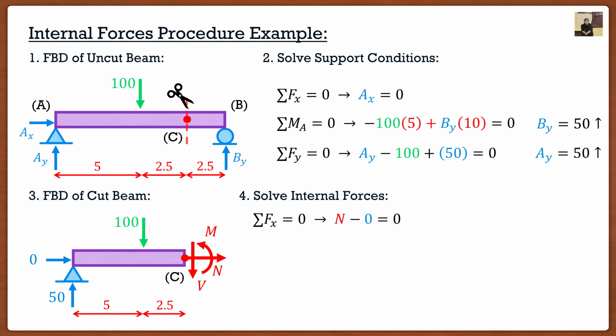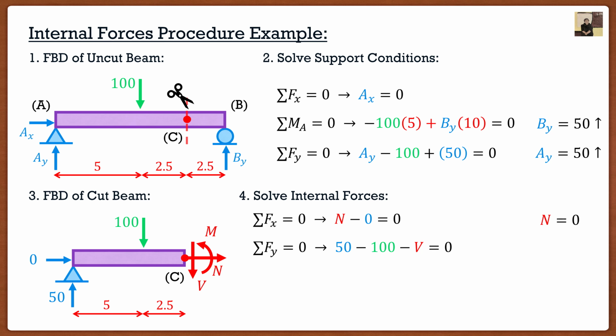So for the first one, if I take the summation of forces in the x direction, we have our normal force and then our reaction force is 0. So we can conclude right away, we have no normal force. Nice and easy. Moving on to the next one, I can take the summation of forces in the y direction. If we look at AY, we know it's 50 going upwards, so I have 50. We look at the 100 that's applied at the midspan, which is going downwards, so we go minus 100. And then our shear here, we have minus 50.